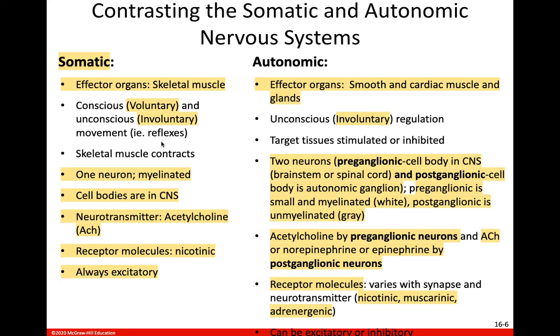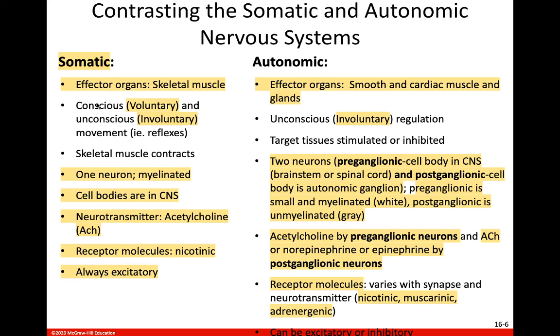So again, reflexes are involuntary responses to a stimulus, and so motor neurons are used there. Skeletal muscles are innervated to cause those reflexes to happen. Like we talked about the stretch reflex and the crossed extensor reflex and reciprocal innervation and things like that. So again, those reflexes would probably be the main involuntary movements that we're referring to here. The somatic nervous system is mainly going to be concerned with those conscious voluntary movements.